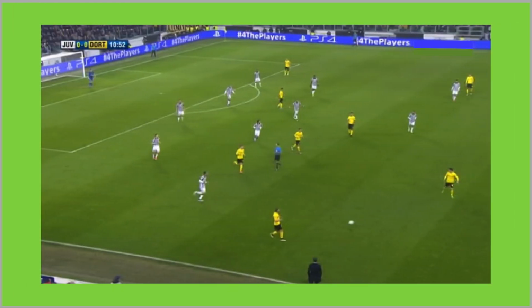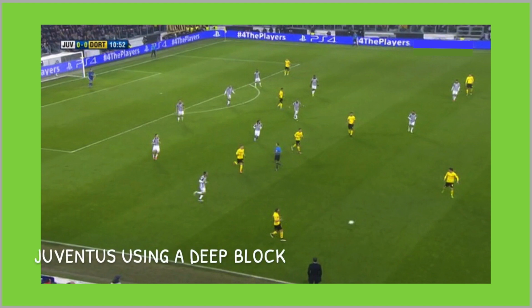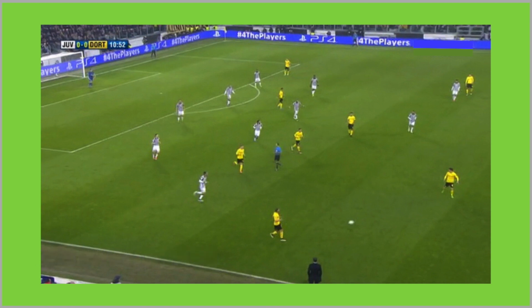So in this example, we've got Juventus playing against Dortmund. Juventus are the team out of possession, and we can see that they're utilising a deep block because of a few key traits. The first trait is the position on the pitch. Juventus are very deep and very central. As we mentioned before, these are the areas that a deep block is designed to protect, so this is no surprise.